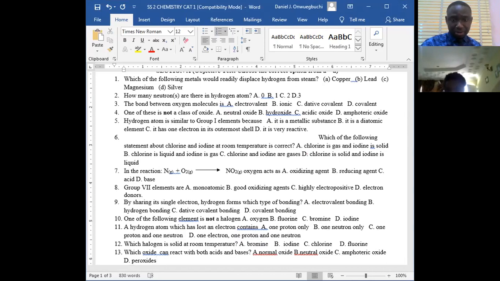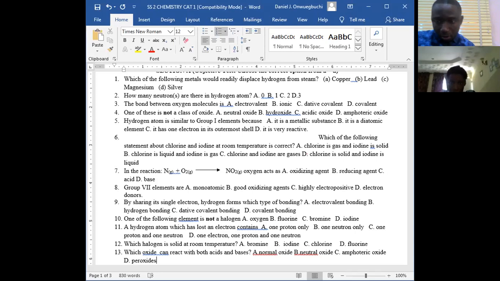Number four, one of these is not a class of oxide. Remember, we have different types of oxides in oxygen and its compounds. So we have entered oxygen and its compounds now. So which of the following is not a class of oxide? Remember, we have acidic oxides. Types of oxides. Number one, acidic oxides. That means an acidic compound reacting with oxygen, like CO2. SO2 is an example of acidic oxides. Number two, we have basic. Basic oxides are base reacting with oxygen. An example is sodium oxide.